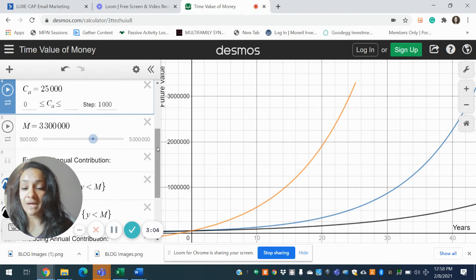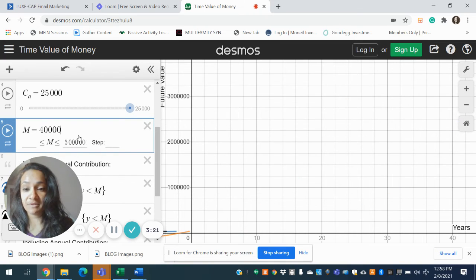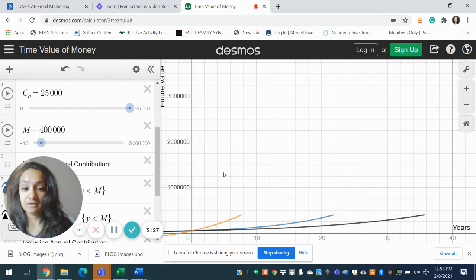Now this M is for the maximum. So this would be kind of what your goal is. So say you're trying to save for your kids' college, and let's just say a kid's college tuition these days is going to cost like $400,000 in like 10 years. Maybe that's about right. I'm not totally clear, but let's just put $400,000 in.